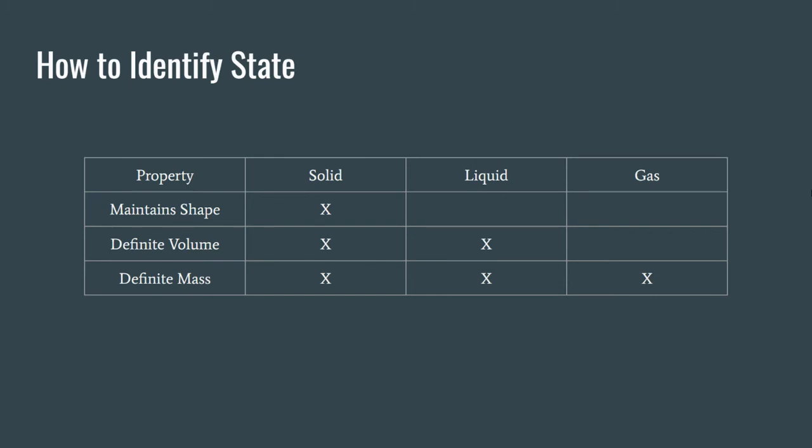Okay, so how do you identify a state? We know these three properties about solids, liquids, and gases. So you kind of just need to go through the checklist. Does what you have maintain its shape? If it does, it's probably a solid because none of the other ones maintain their shape. Does it have a definite volume? Does it have a definite mass? Well, they all have a definite mass. But going through each of these and checking yes or no and then comparing to this list will help you identify if your substance is a solid, a liquid, or a gas.